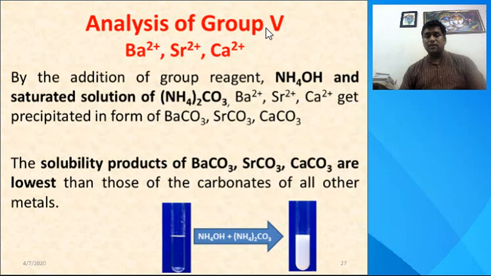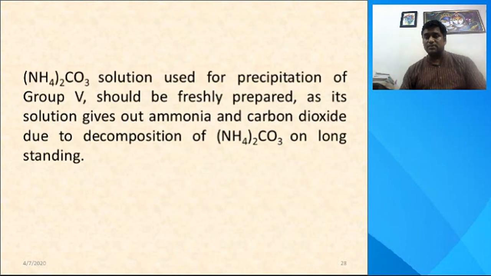Now analysis of group 5. The cations are barium, strontium and calcium. The group reagent is ammonium hydroxide and saturated solution of ammonium carbonate. So the cations form precipitates in form of their carbonates: barium carbonate, strontium carbonate and calcium carbonate. Again, what does it suggest? The solubility product of carbonates of these cations only are lowest than the solubility product of carbonates of all other metals. That is why these are classified under group 5.